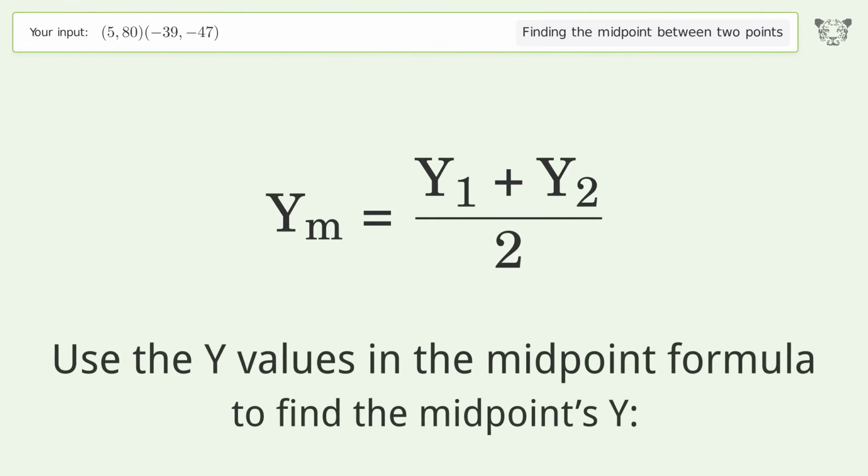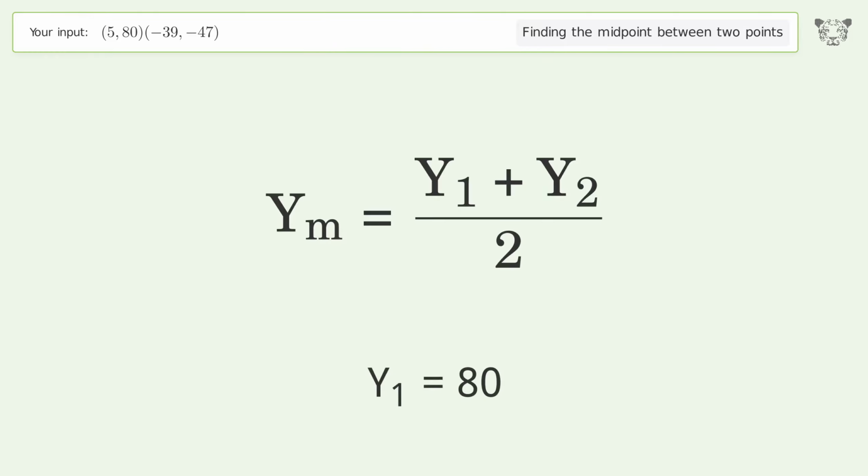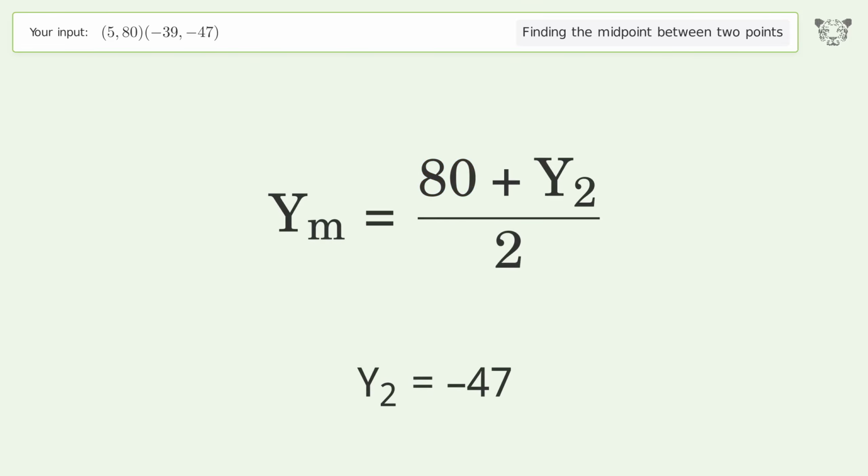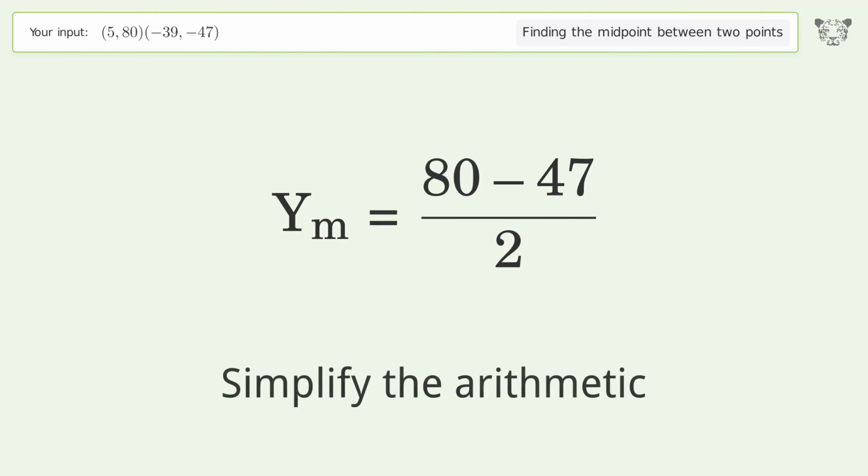Use the y values in the midpoint formula to find the midpoint's y. y1 equals 80. y2 equals negative 47. Simplify the arithmetic.